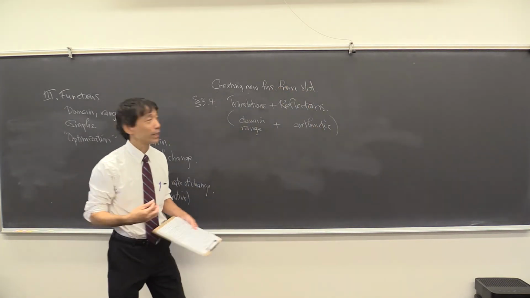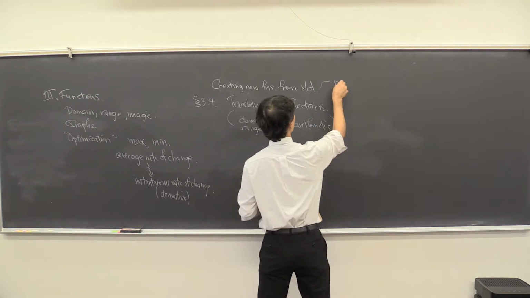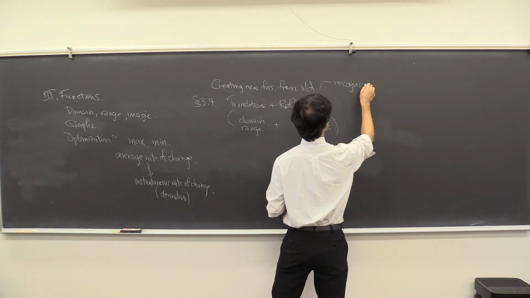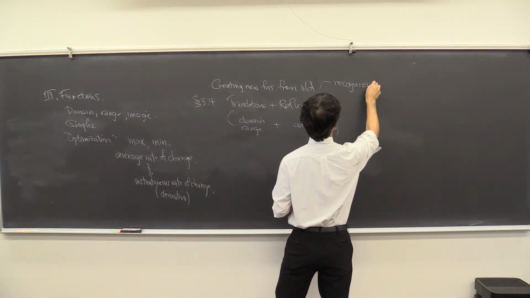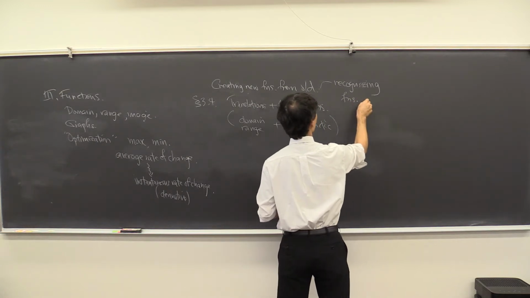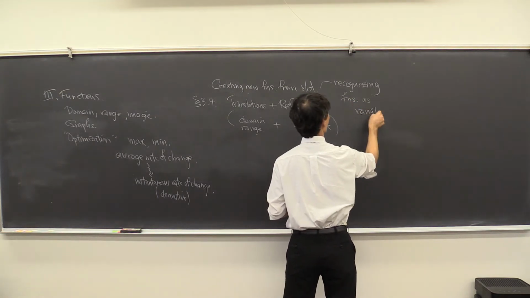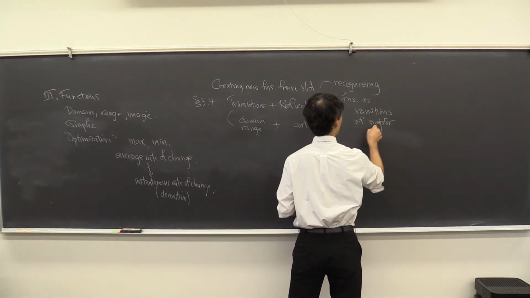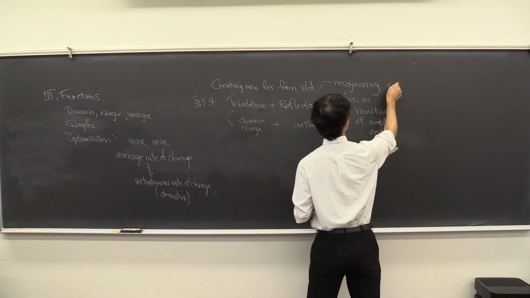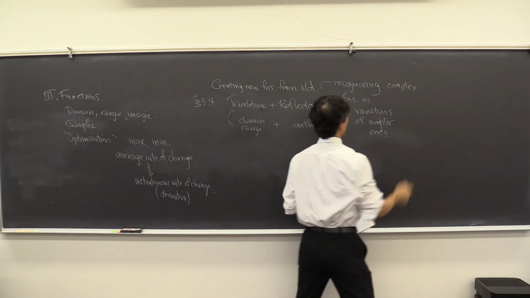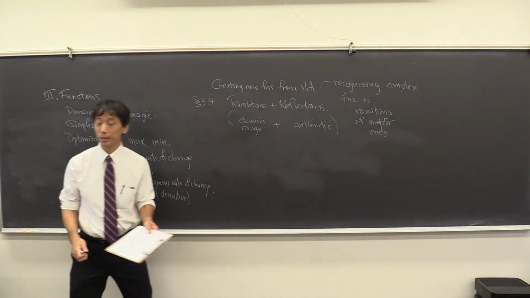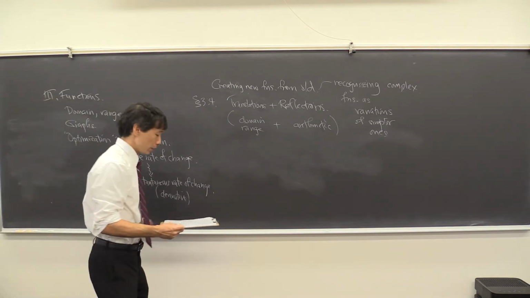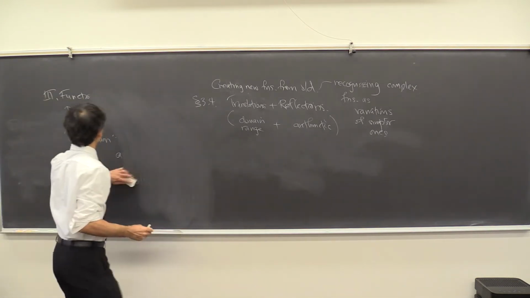Or, maybe even better, recognizing complex functions as variations of simpler ones. I think that's probably the best way to think about these next two sections. So let's start off with that.